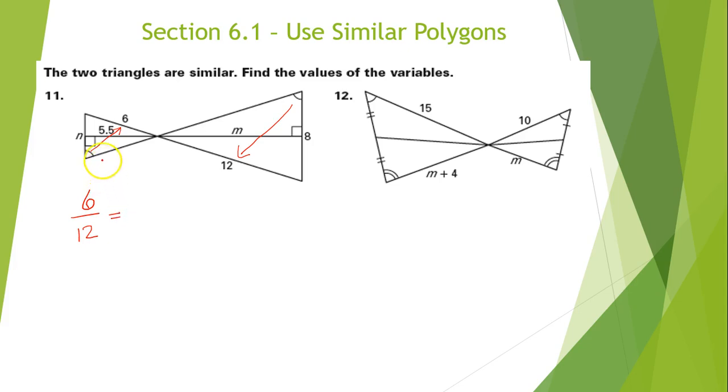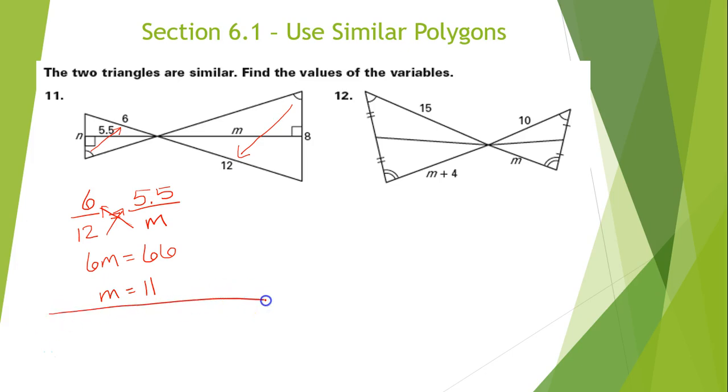And then to find either N or M, it doesn't matter which one we start with, let's go ahead and find M. Let's state this segment first, which corresponds to this segment over here, M. So 5.5, not 55, over M. Solve this. So again, do your cross multiplication and we get 6m is equal to 66. So m is equal to 11. And we're done with finding m.